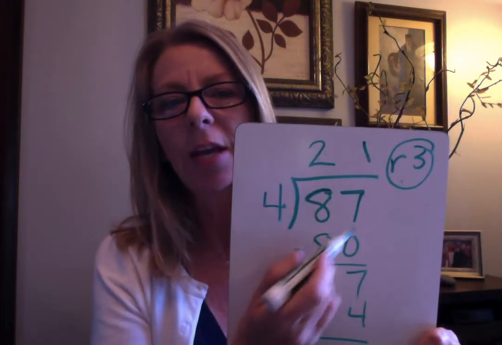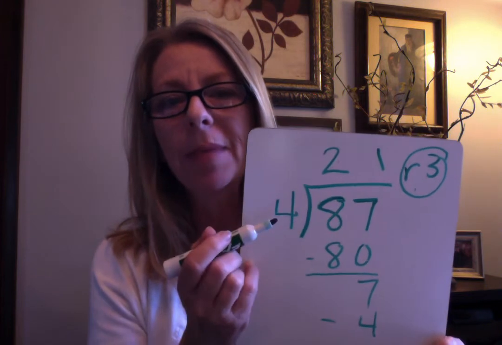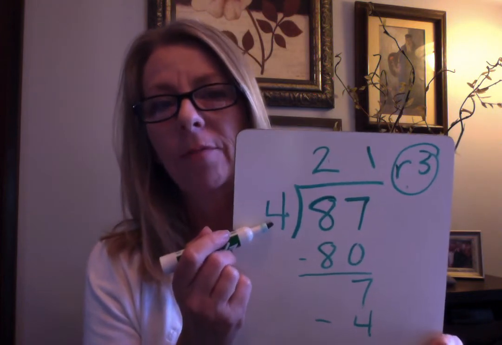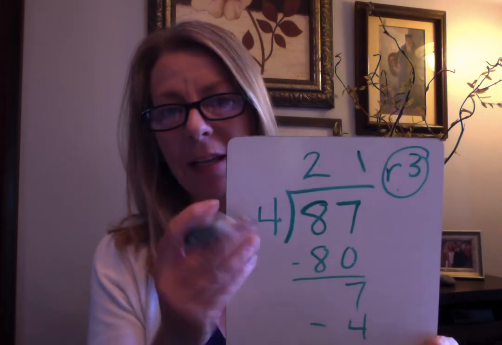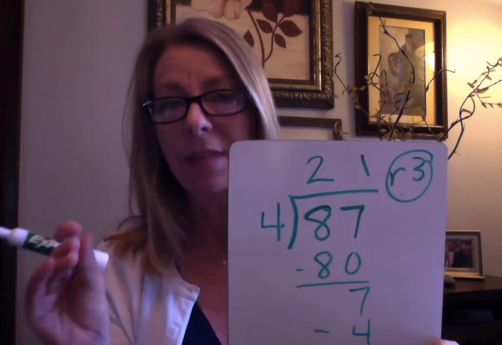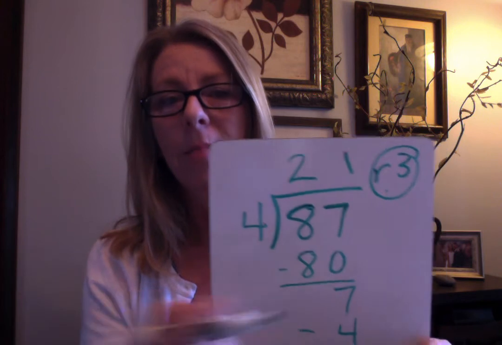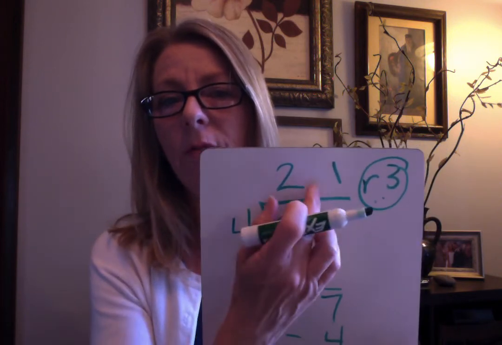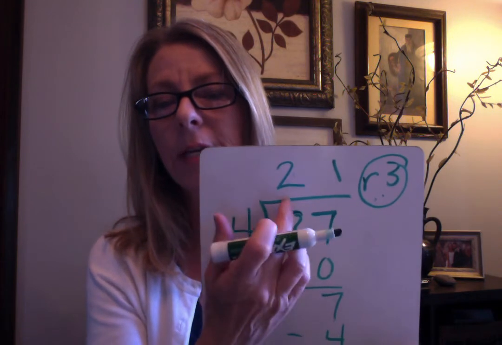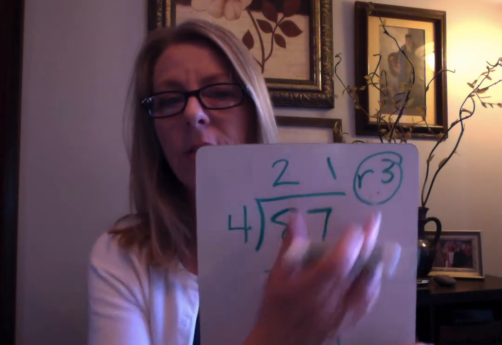So if she's taking her 87 cookies and putting them equally on 4 plates, she can only put 21 on each plate. And that way, each of the 4 plates has the exact same amount. But because she had 87 cookies, there's going to be 3 left over. After she puts 21 cookies on each of the plates, she has 3 left over.